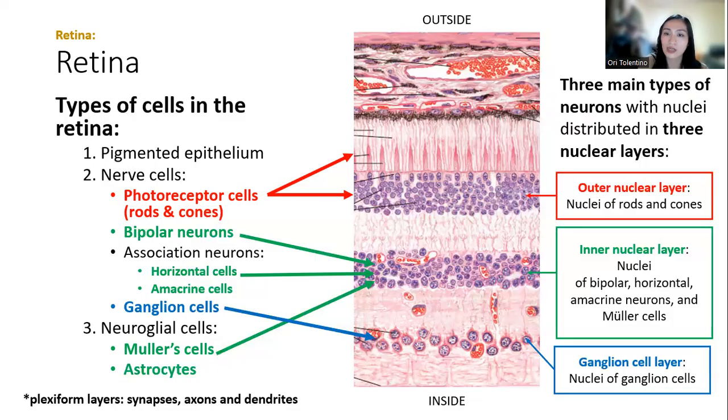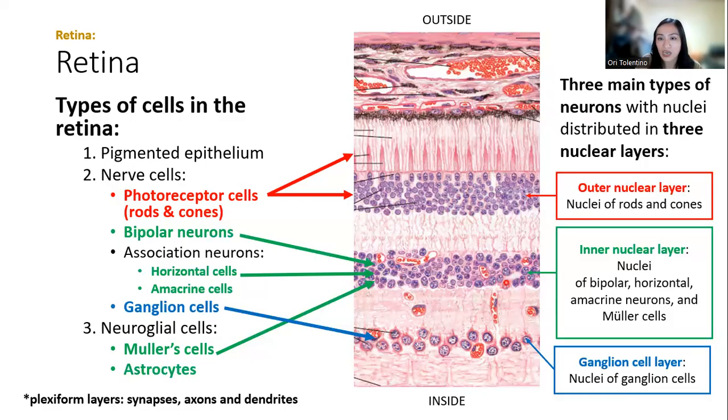We will talk about them later. So there are many cells, but you can find their nuclei are grouped into three main nuclear layers. Okay, so you can see the three dark layers. The outer nuclear layer contains the nuclei of the rods and cones.